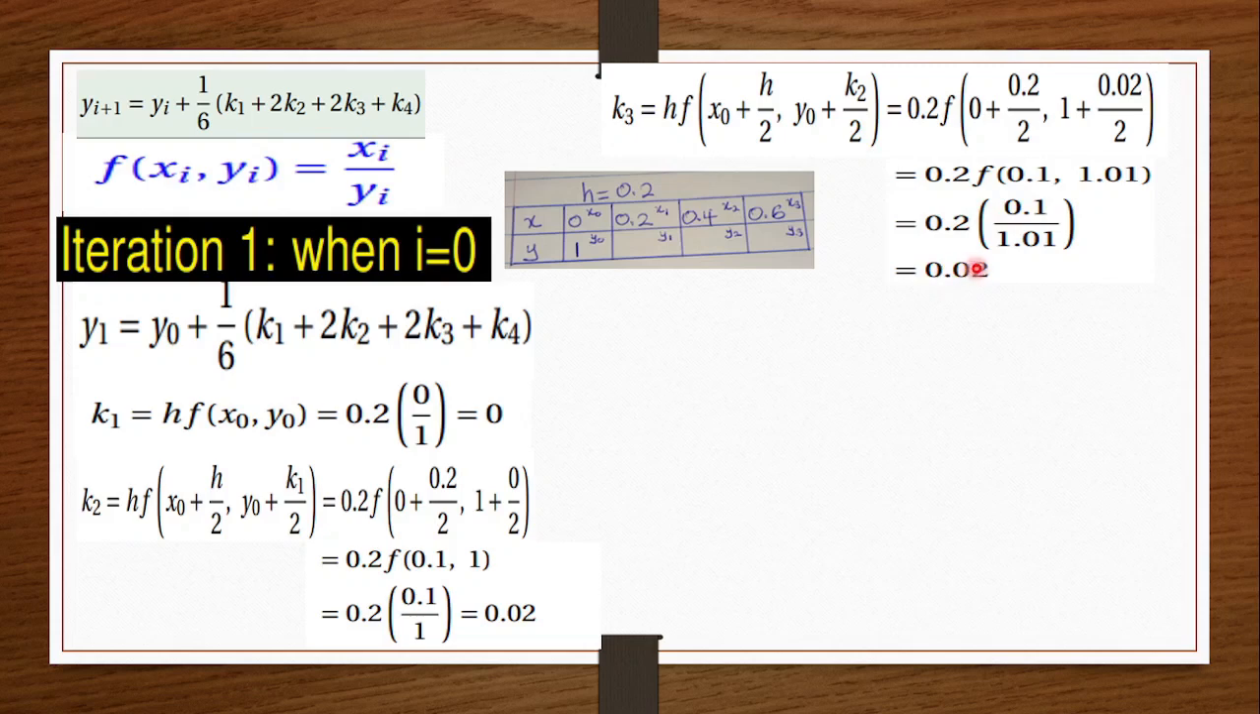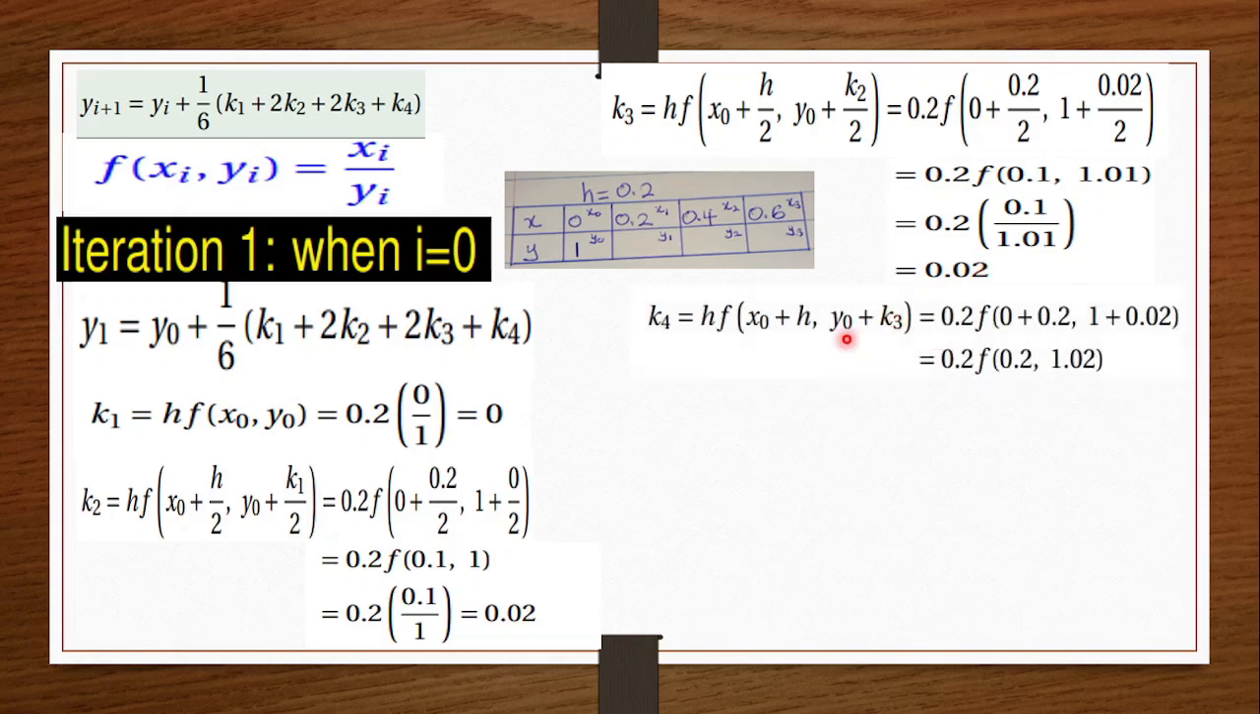Okay. Then next, to find the value for k4. For k4 too, this is the formula that we have. We have k3 inside of it, so we put the values inside there. Then we simplify to get 0.2, the function of these two values, which is 0.2 and 1.02. Then we divide them and multiply it by 0.2. So when we do that, we get our k4 value to be 0.04.